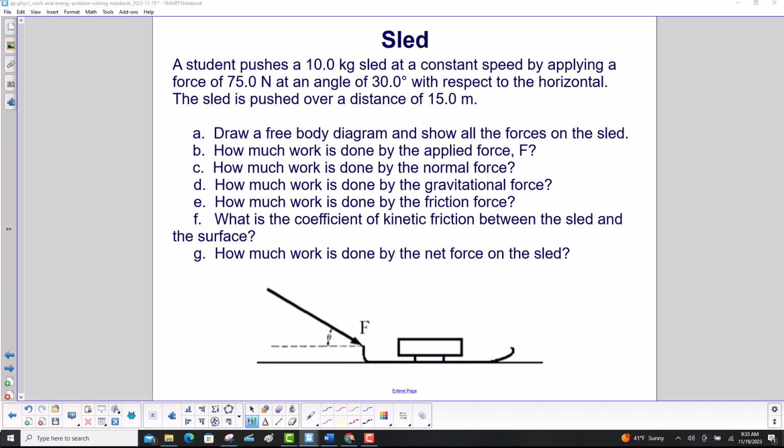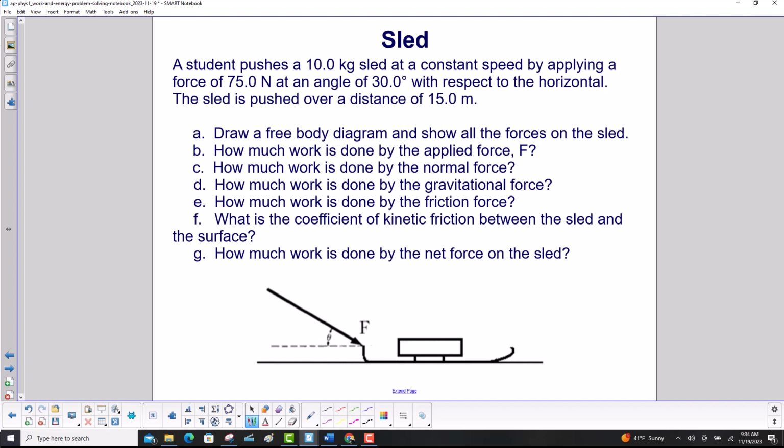Sled. A student pushes a 10-kilogram sled at a constant speed by applying a force of 75 newtons at an angle of 30 degrees with respect to the horizontal. The sled is pushed over a distance of 15 meters.